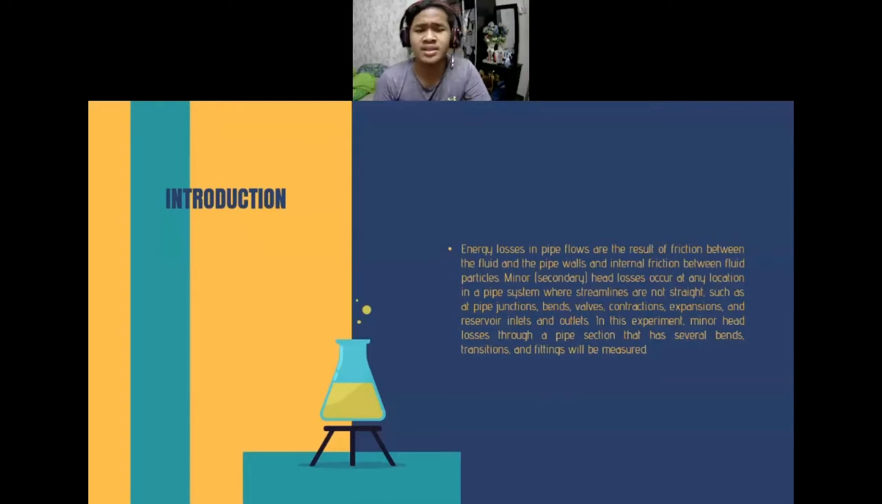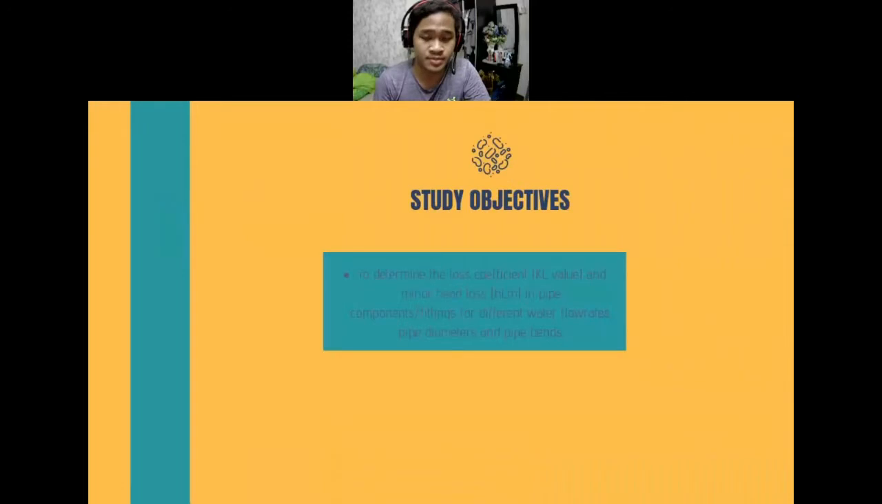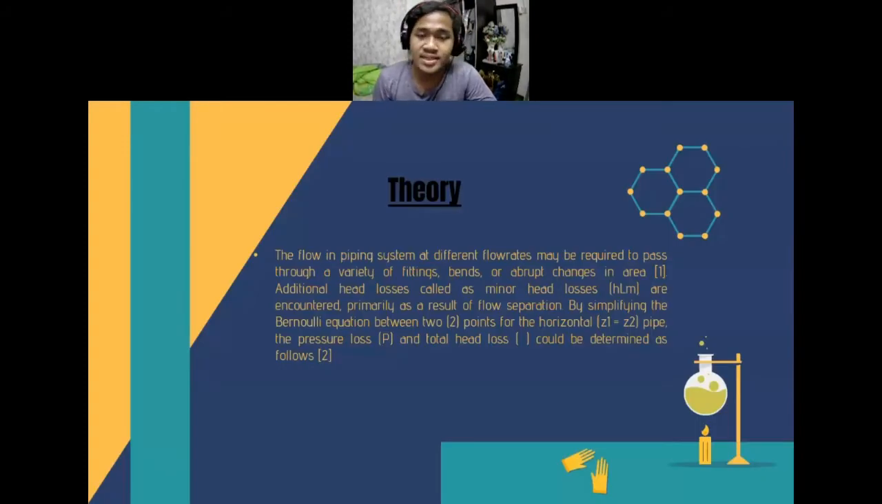So, what is the objective of this experiment? The objective of this experiment is to determine the loss coefficient KL value and minor head loss HLM in pipe components or fittings for different water flow rates, pipe diameters, and pipe bends. So the next slide is the theory.